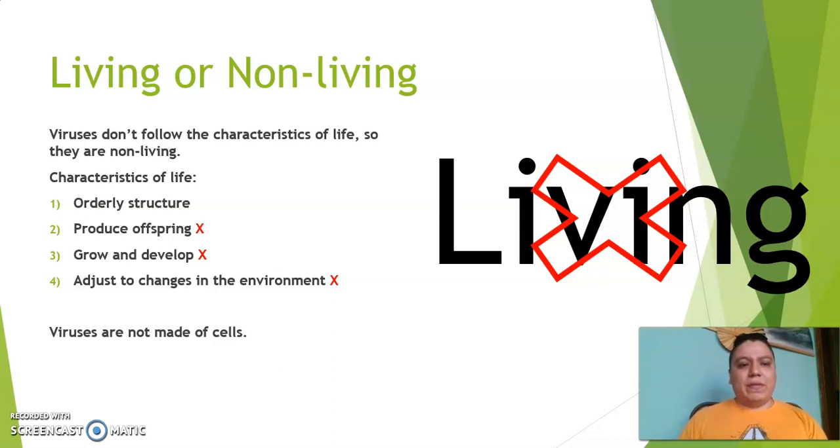The characteristics of life, if you remember them from your lessons, are orderly structure, which viruses in this case do have. Produce offspring. That means that they reproduce. No, viruses do not produce offspring. They are incapable of doing so alone, which is why they need a host. They need a cell or a bacteria to help them replicate. But by themselves, they cannot do it, which is why it is said that viruses cannot reproduce, grow, and develop. Viruses don't grow and they don't develop, okay?